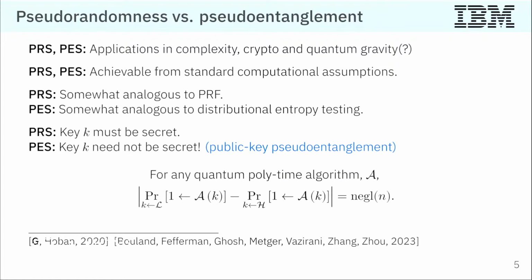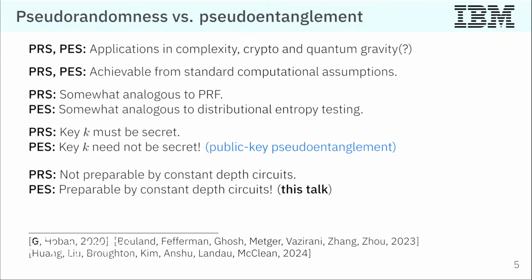So, formally what this means is that if you have a quantum algorithm that is trying to distinguish between the two cases, even if you give it the key that prepares the state, it can't tell whether it was given a key from the low set or from the high set, basically. Like these keys look somehow indistinguishable for the two sets.